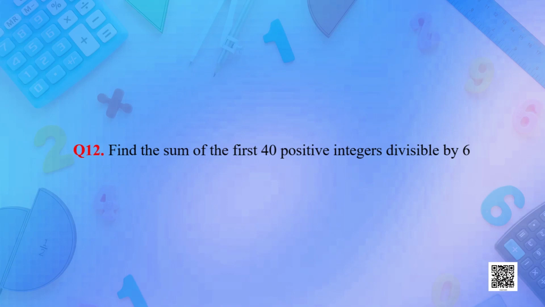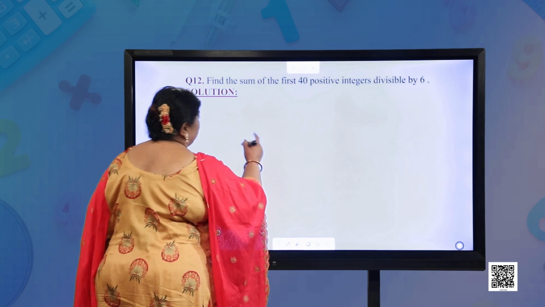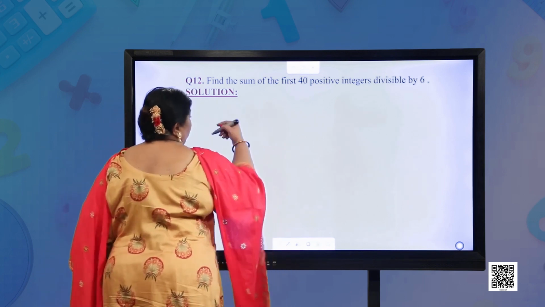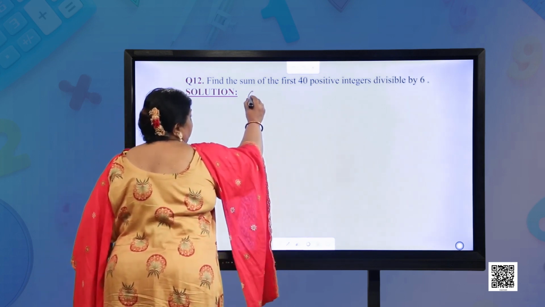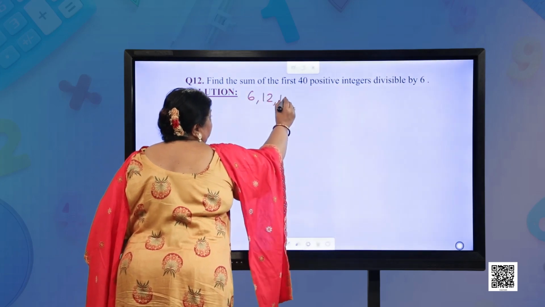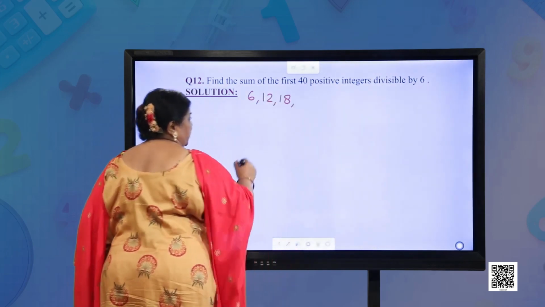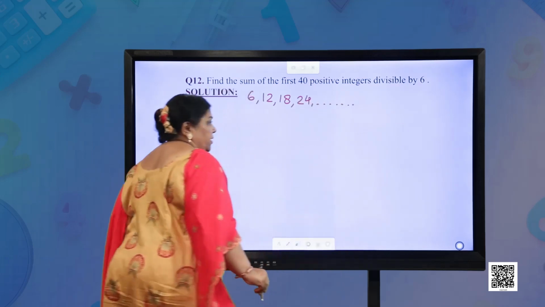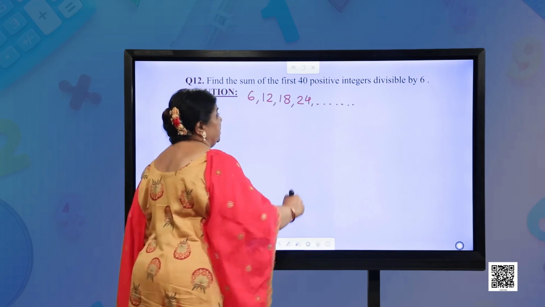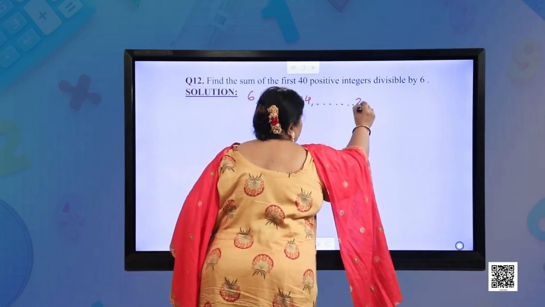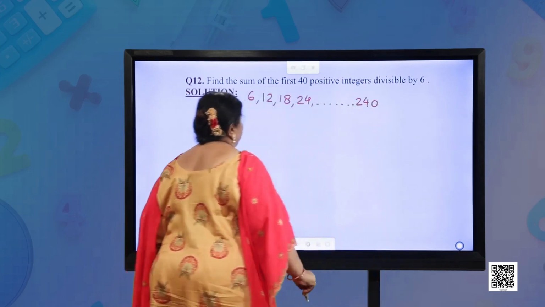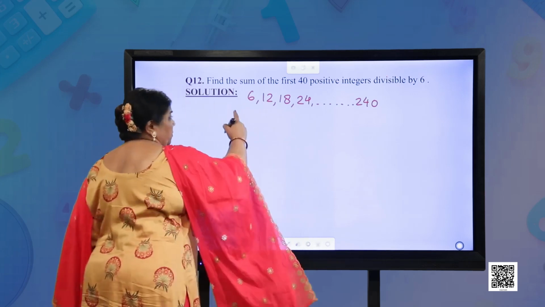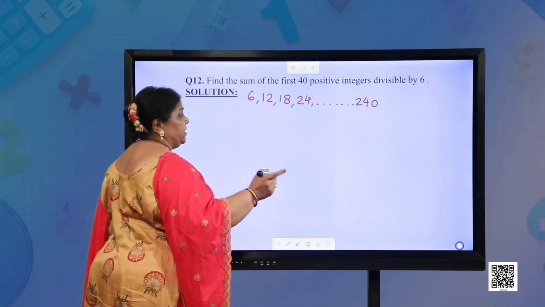Find the sum of first 40 positive integers divisible by 6. Okay, now divisible by 6 means what will be the AP? Yes, you are right. 6, 12, 18, 24 and so on. What can be the last term? Can you guess? Yes, 40 into 6. So, it is 240. I need to find sum of the first 40 positive integers.